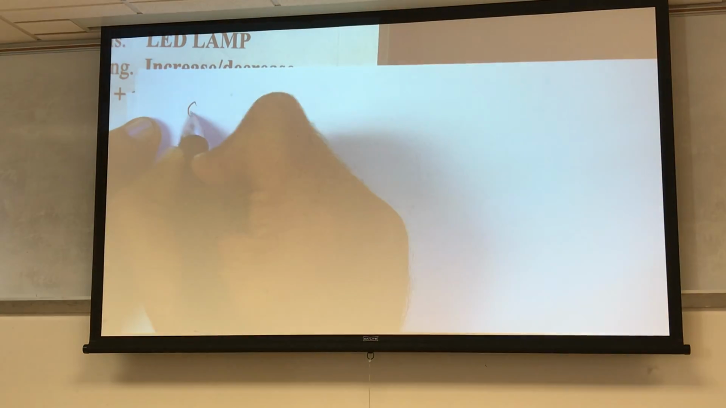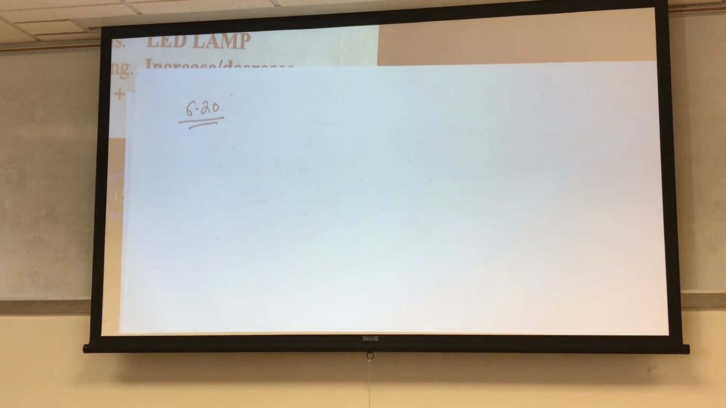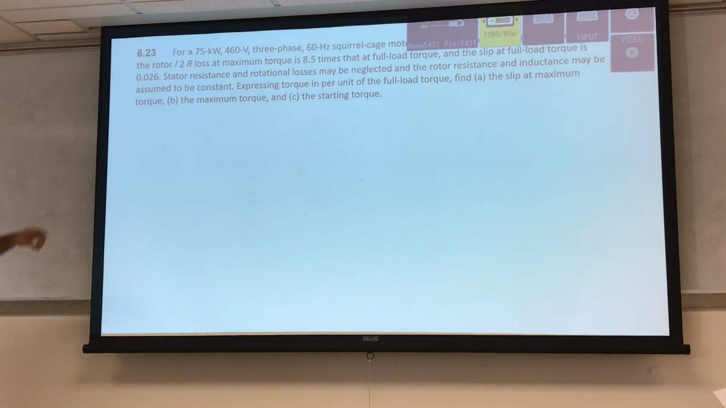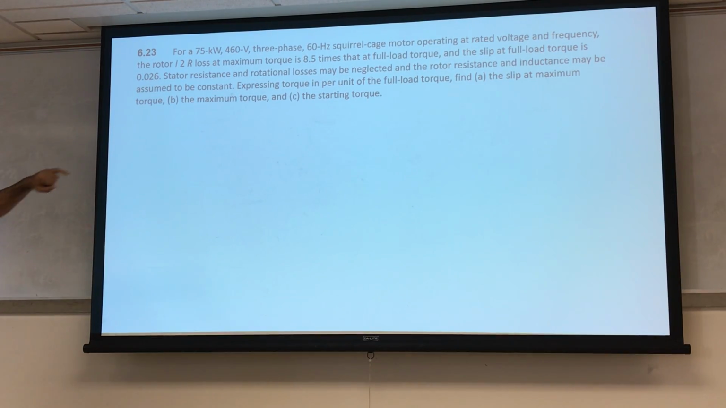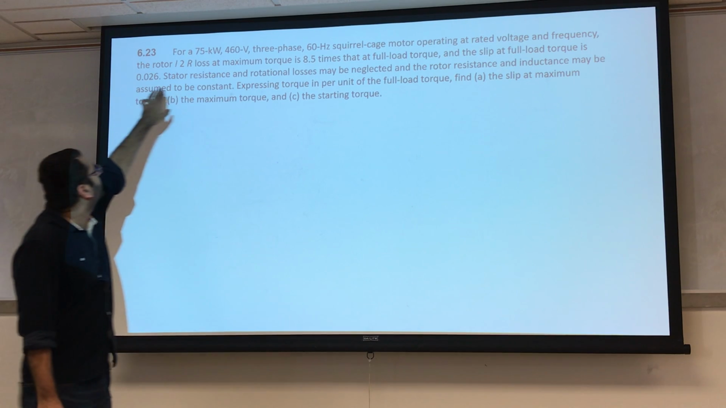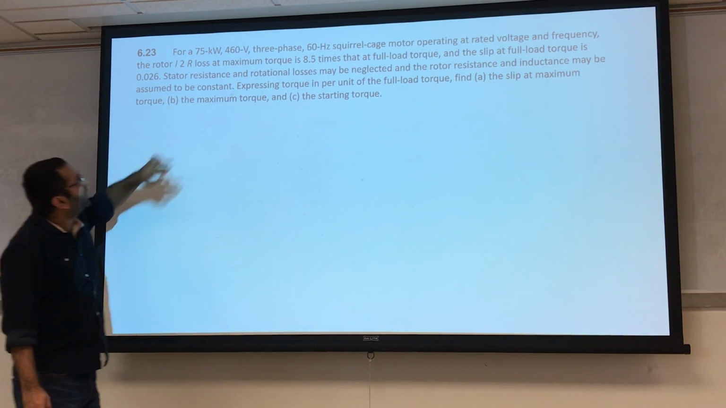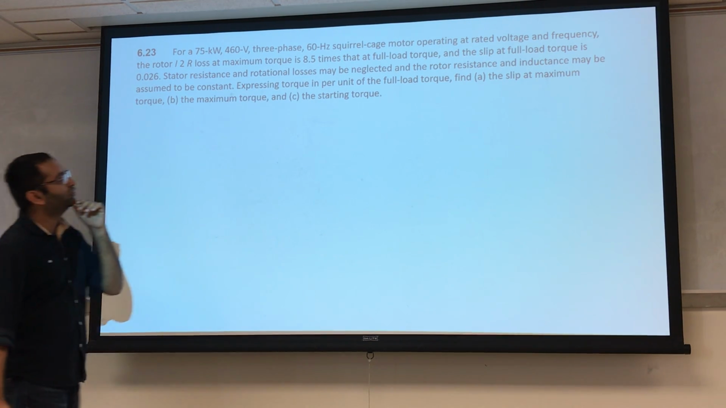Okay, so this is the 6.20. What's the question? It says it's a 75 kilowatt 460 volt 3-phase 60 hertz squirrel cage induction motor, and there is something you should know, which is this part. The rotor I square R loss at maximum torque is 8.5 times the full load torque.